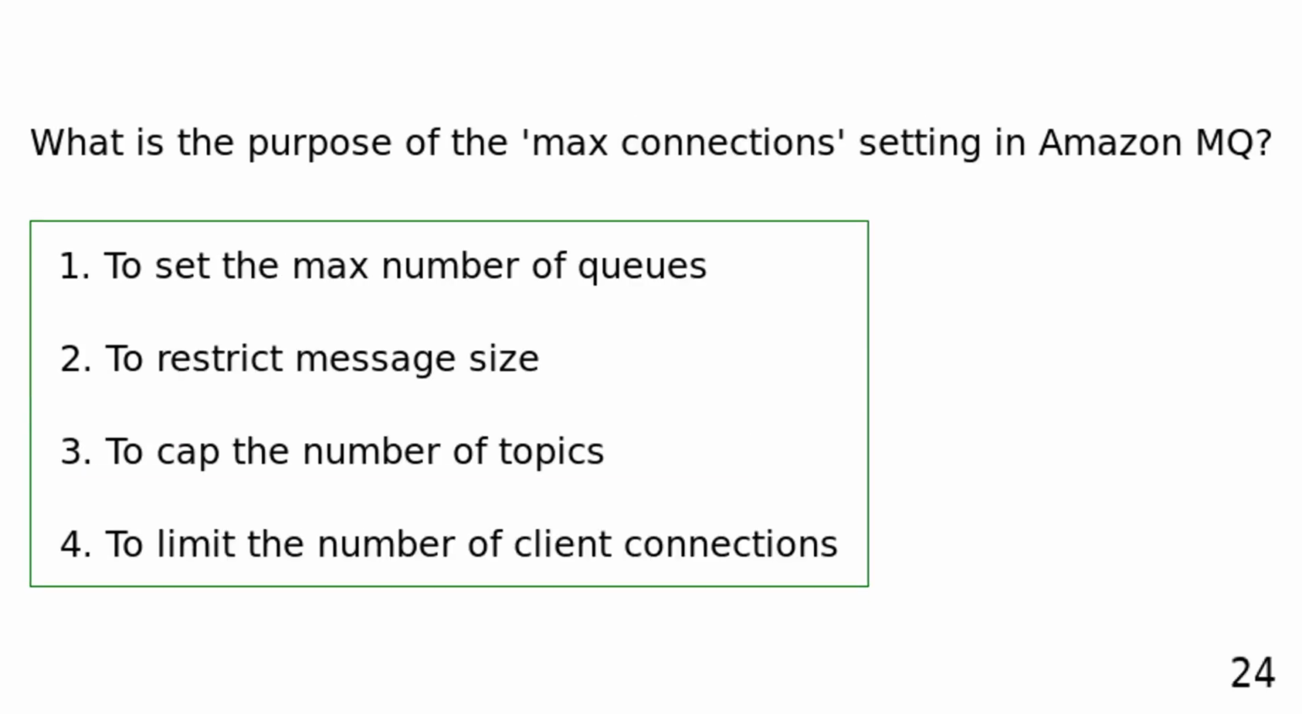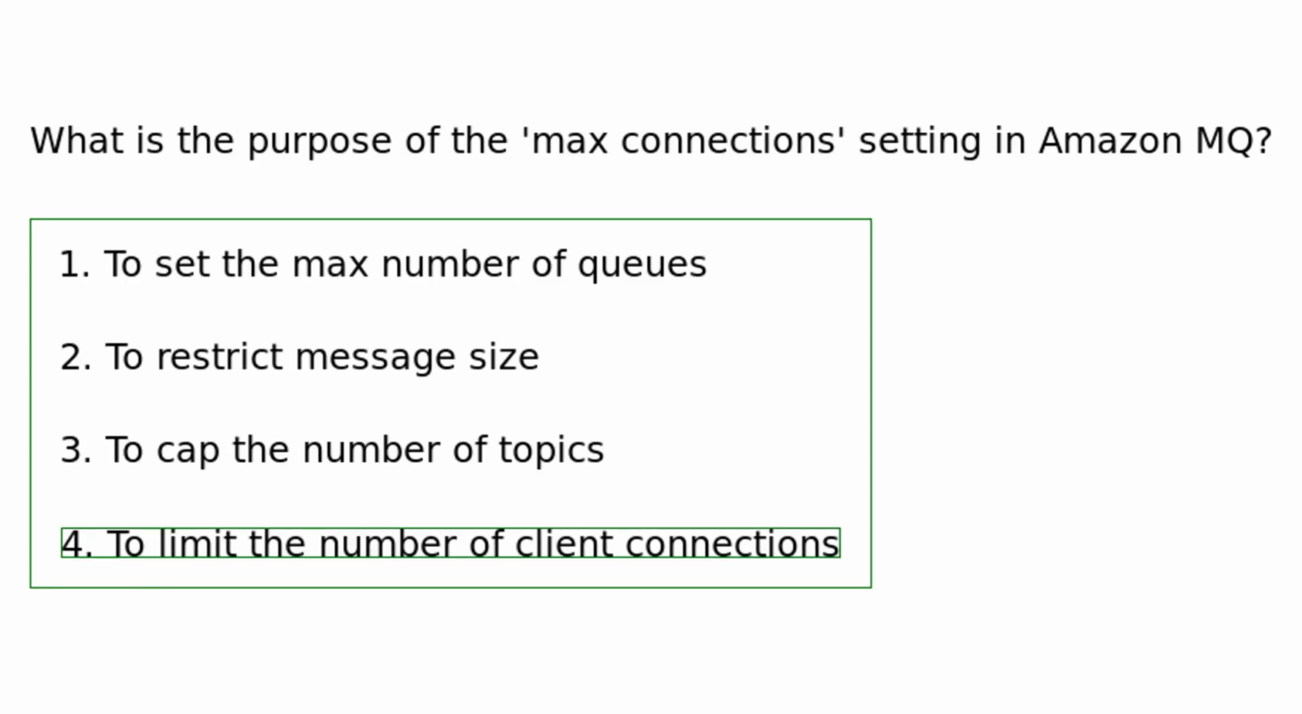What is the purpose of the max connection setting in Amazon MQ? To set the max number of queues. To restrict message size. To cap the number of topics. To limit the number of client connections. The max connection setting limits how many client connections a broker accepts, helping to manage resources and prevent overload.